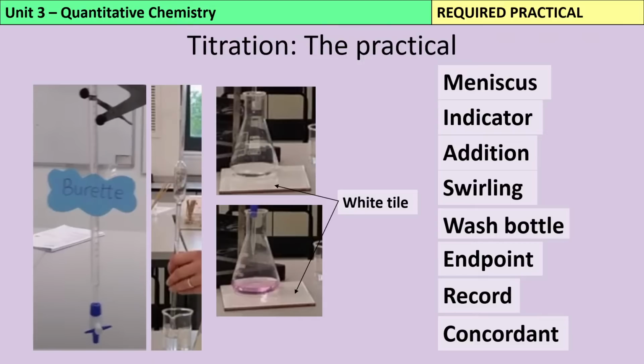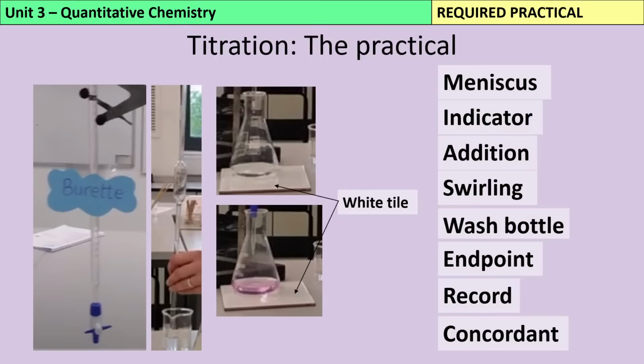You should be able to talk about how you add an indicator so that you can identify the first permanent colour change. And either last year or the year before was the first time that they'd asked for the name of an indicator. So phenolphthalein is everyone's favourite, even if you can't spell it. You can't use universal indicator because you need something that is going to suddenly change colour, and universal indicator doesn't, it's just a rainbow thing. So phenolphthalein is good, methyl orange is good.